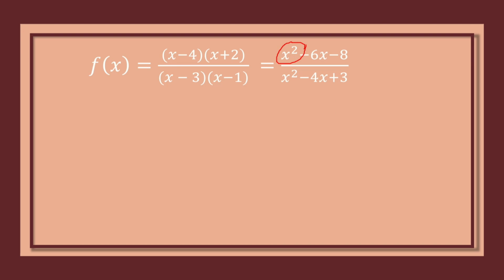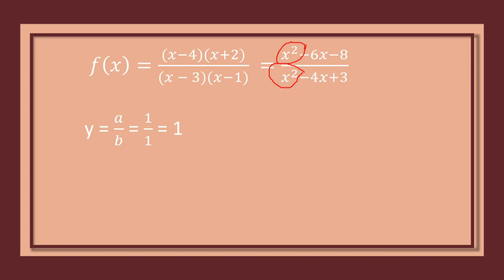Alright, the highest exponent, then the degree of the polynomial in the denominator is again 2. As you can see, n is equal to m. So we have the second one, which is y is equal to a over b.